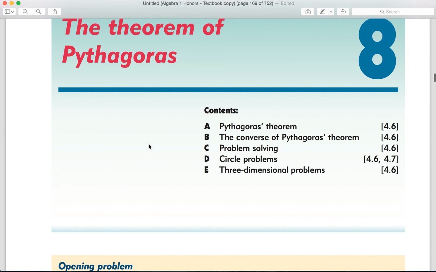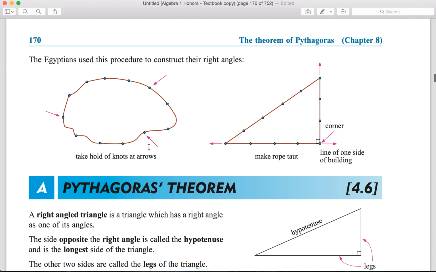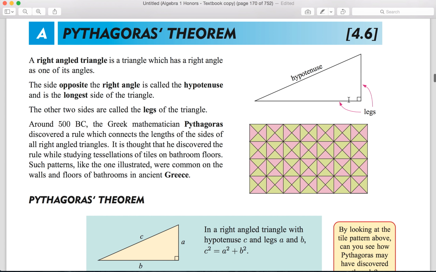All right, well, I'm going to start talking about Pythagoras' Theorem. I'm going to scroll down to the beginning of the unit here. Pythagoras' Theorem, 8a. Pythagoras' Theorem is all about right-angled triangles, like you see in the picture here. Notice that we have two legs, and we have one side that's called the hypotenuse. Why do you think this side is called the hypotenuse and these two are called the legs?